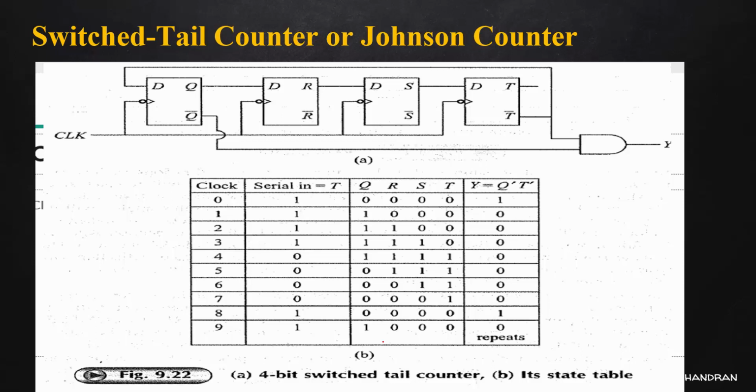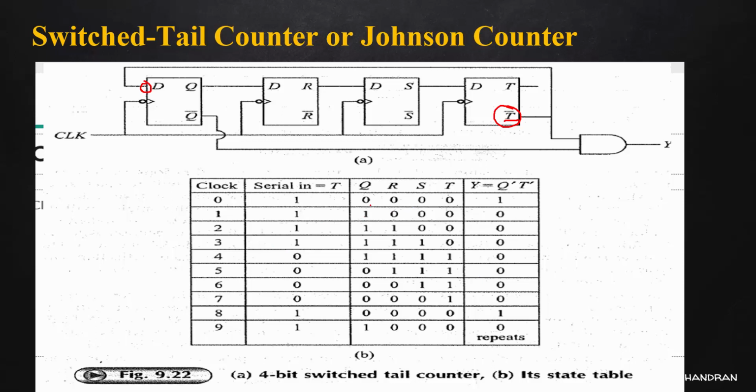Next is a slight variation of our ring counter, that is the switched tail counter, or we can call it Johnson's counter. Instead of connecting the last Q output as an input to our first flip-flop, you have to connect the Q bar output of your last flip-flop as an input to the first. That is the only variation for Johnson's counter from the ring counter. So here it is listed.